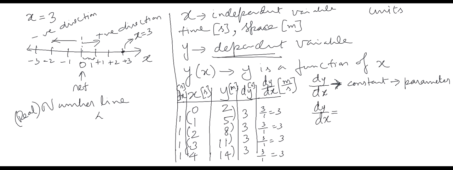That is why we can still use the dy by dx as our parameter, m, but don't think that it is a variable. Not a variable. It can change from case to case, but for a given case it is a constant. That is why it is called a constant parameter. Okay, yes. Constant parameter.